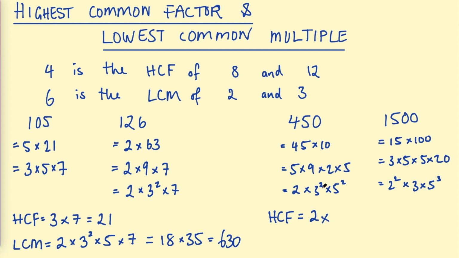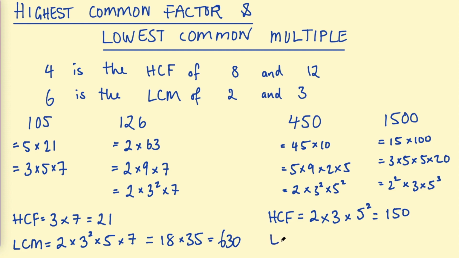Okay. Then we have a 3 squared and a 3. We take the 3 that is common to both. And then 5 squared and 5 cubed. 5 squared is contained within 5 cubed. So 5 squared is common to both. Okay, so then we have our highest common factor of 6 times 25, which is 150.